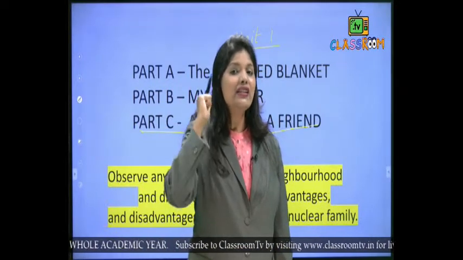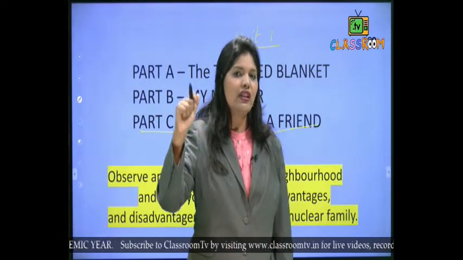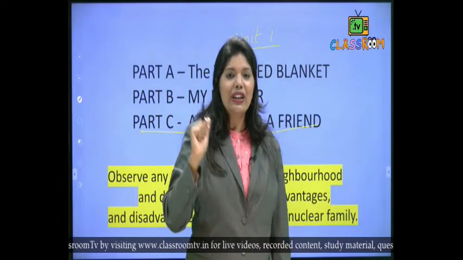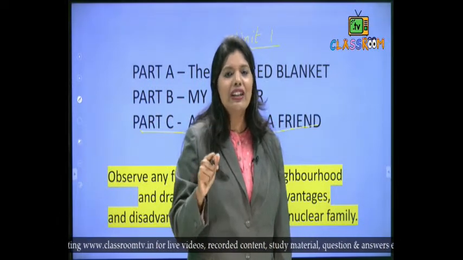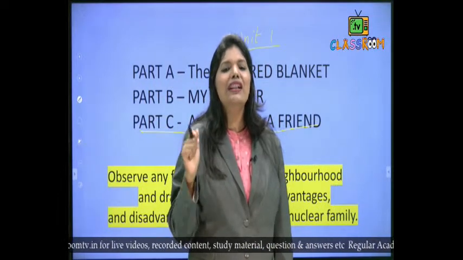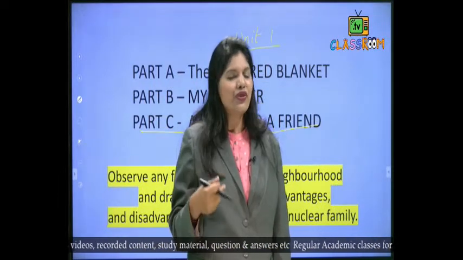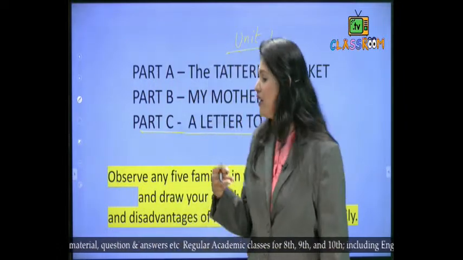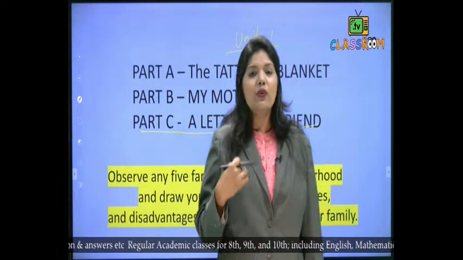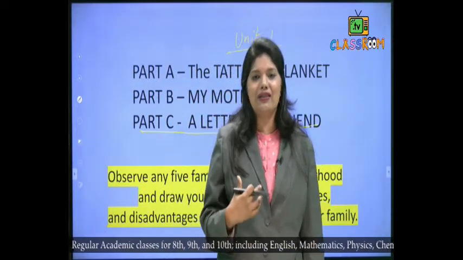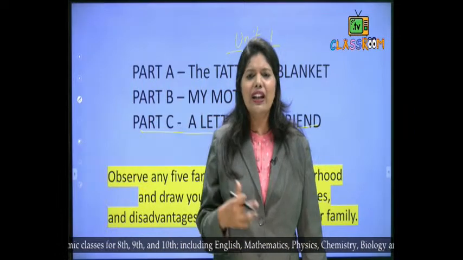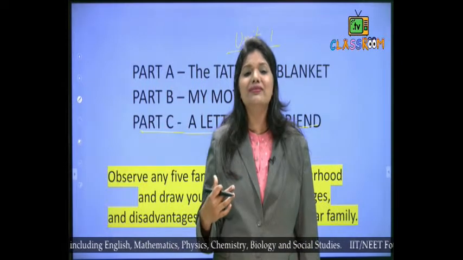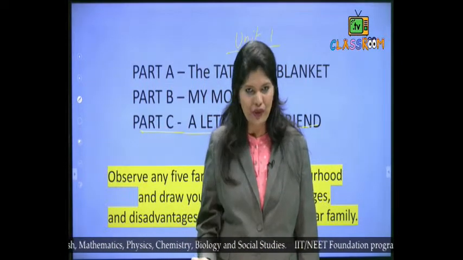In The Tattered Blanket, it was Gopi, an irresponsible son who did not care for his mother. In My Mother by Tagore, we have a son who is loving and who loves his mother, and if she were alive, I'm sure Tagore would have taken very good care of her. A responsible son. And here in part C, we have a letter to a friend which is talking about how today families are not together, they are very far from each other because of our busy schedules.